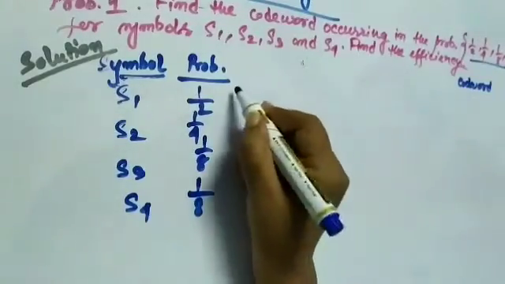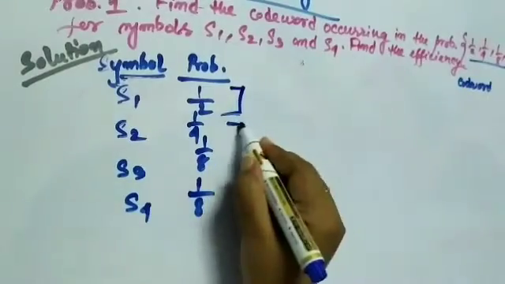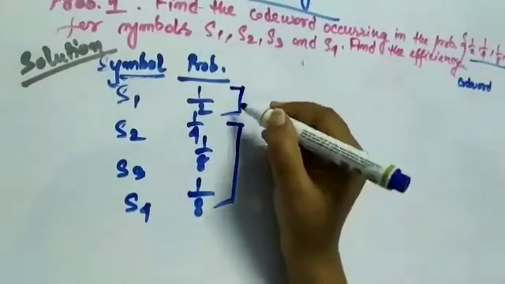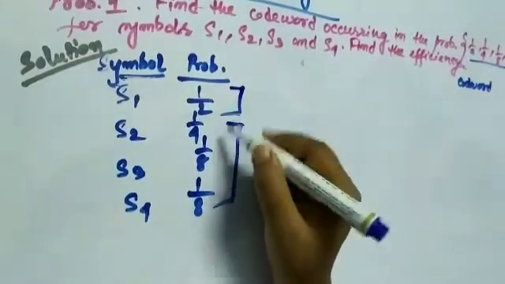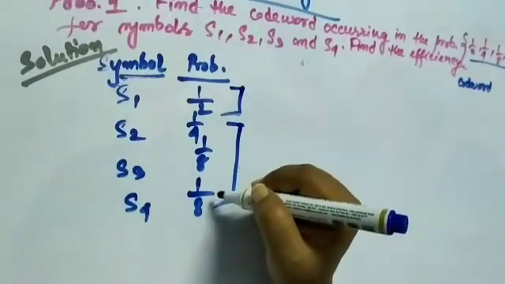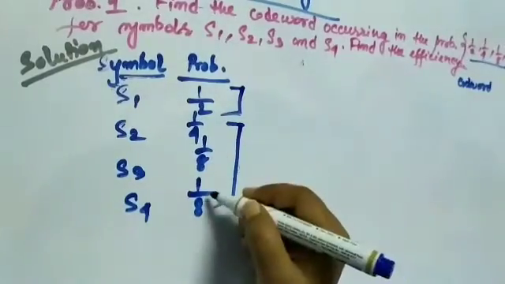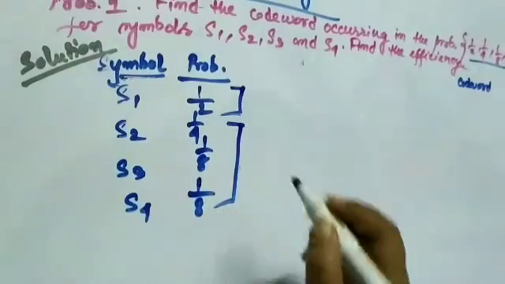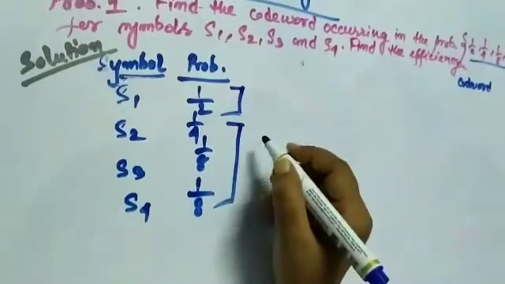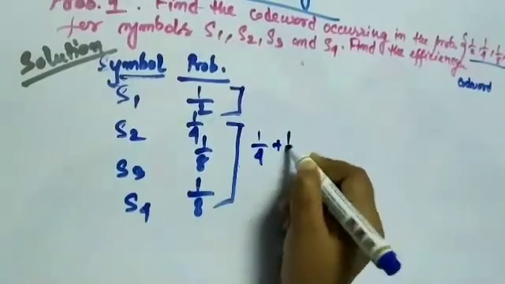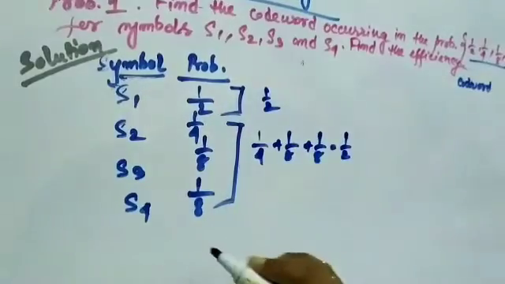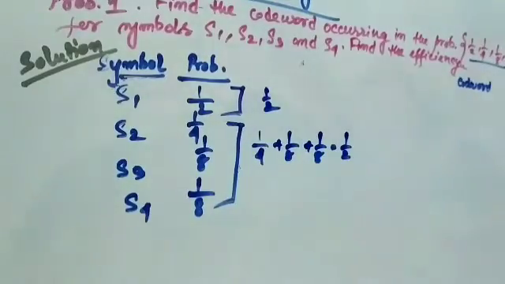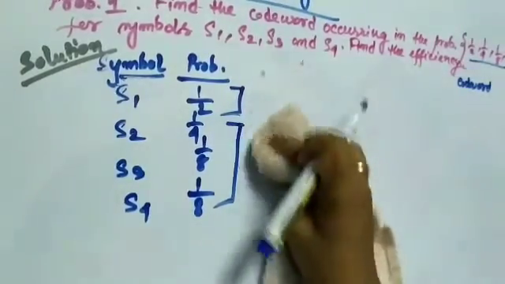First we set this as a set and this is another set, because this set has a probability of half and this total value will also have a value of half. That means 1/8 plus 1/8 is 1/4. Again 1/4 plus 1/4 is 1/2. So 1/4 plus 1/8 plus 1/8 equals half, and it is also half. So that means these two are equiprobable. So we divide them this way.